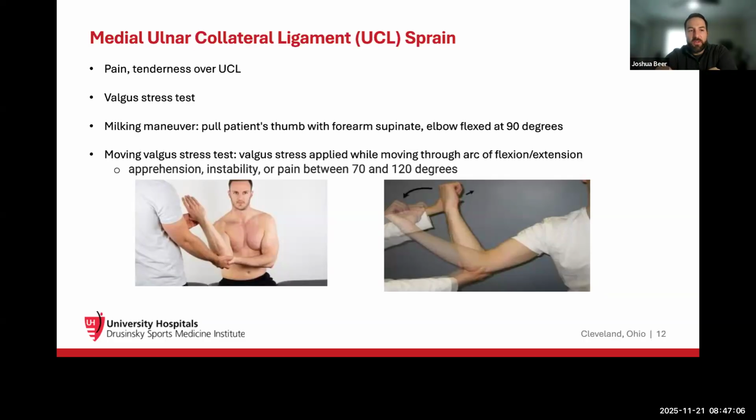And then you also can perform the moving valgus stress test, which is seen on the right-hand side of the screen, which is the most specific test for UCL injury. It's almost a combination of the milking maneuver and a valgus stress test, where you arch them through a range of motion between 70 and 120 degrees while pulling back on their thumb. If this increases pain or laxity, that's considered a positive test.